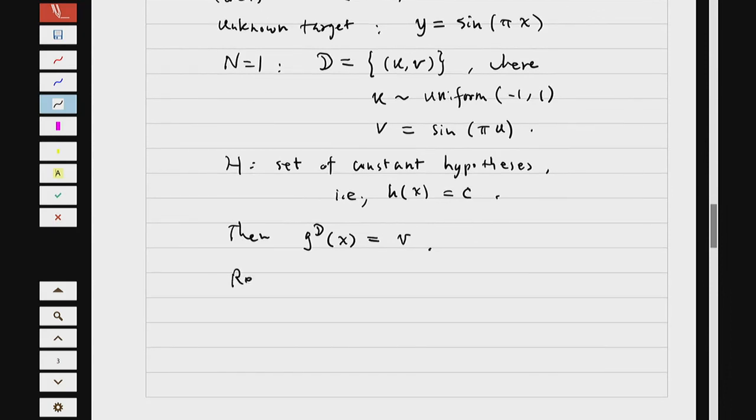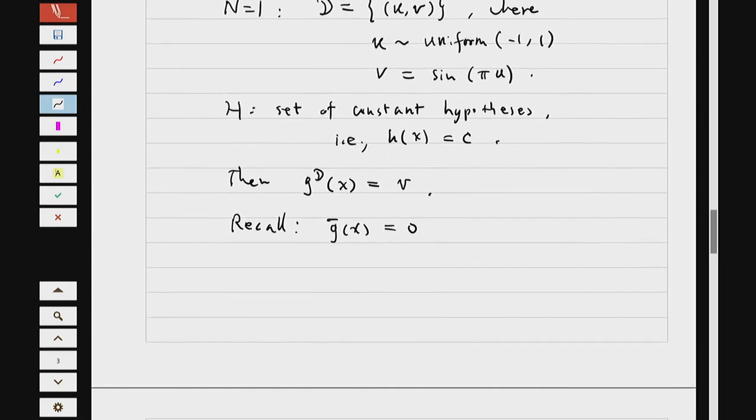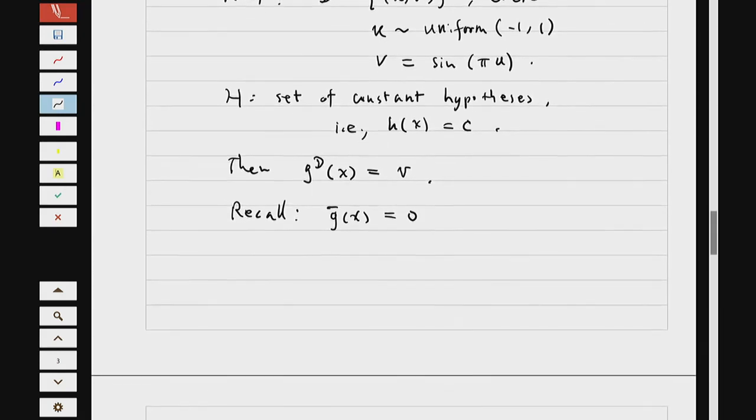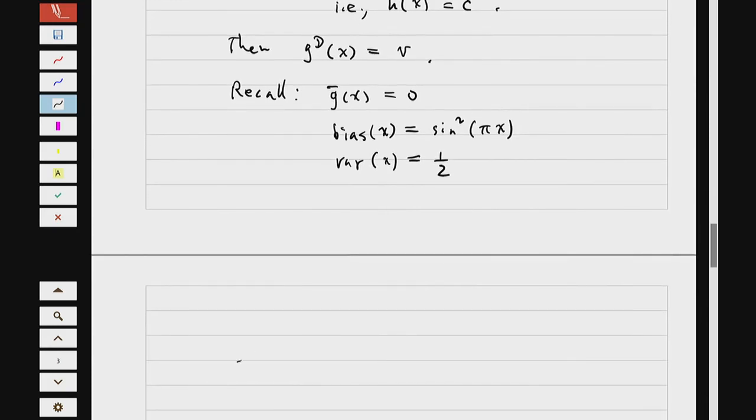Recall from last time that we already calculated that the average of this final hypothesis turns out to be 0. That means what? Let me draw the picture first. I'll write this down, and then I'll draw the picture. The bias we saw from last time is sine square pi x. The variance is a half.